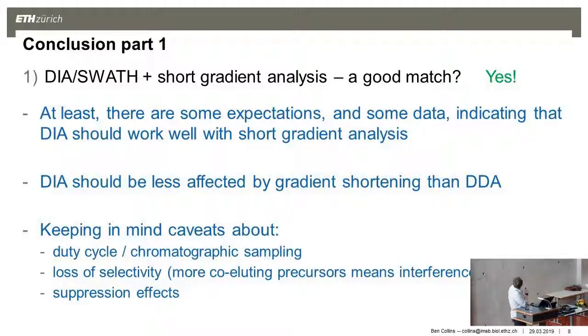We also have to appreciate that there will be a loss of selectivity because the peak capacity of the separation is going to go down to some extent, so that might affect how we set up our DIA method. We want to try and buy back some selectivity by, for example, using more windows, and we could also potentially have some suppression effects.